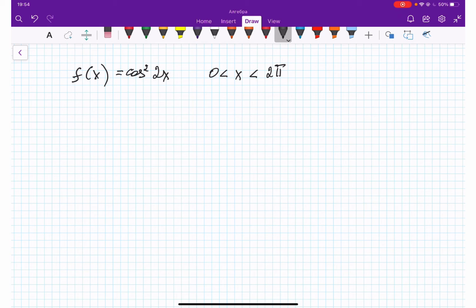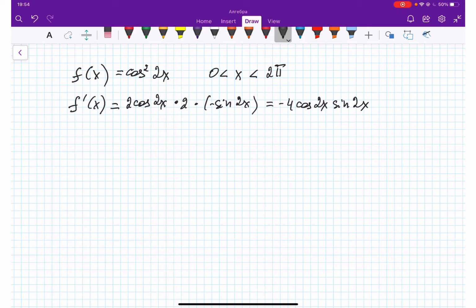So the first step is to take the first derivative. f prime of x is going to be equal to the derivative of cosine squared 2x, which is 2 cosine 2x, and then the derivative of 2x, which is 2, and then the derivative of cosine 2x, which is negative sine 2x, and we have negative 4 cosine 2x sine 2x.